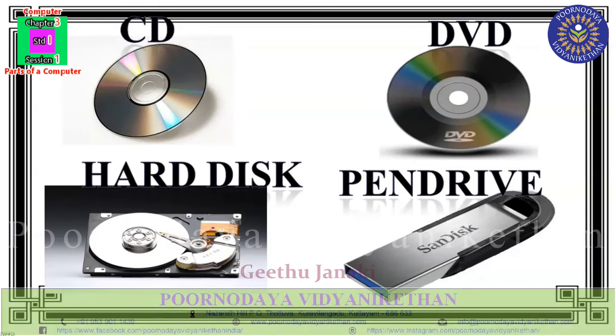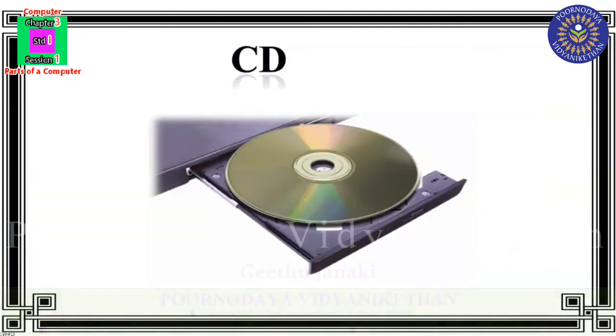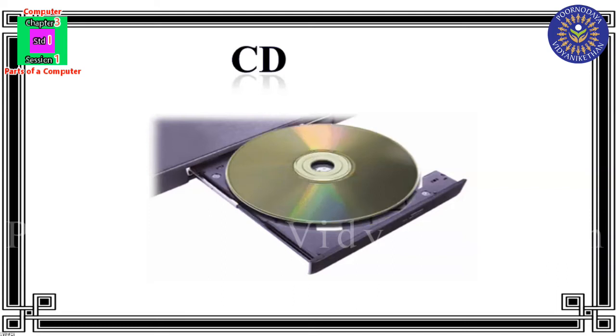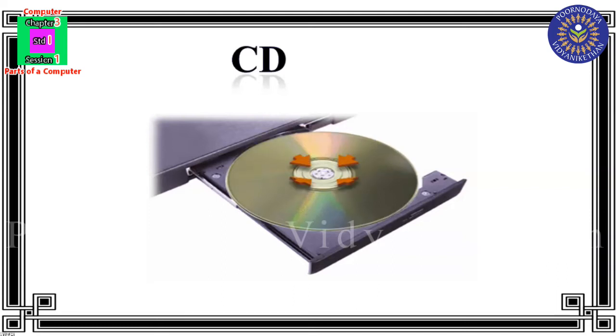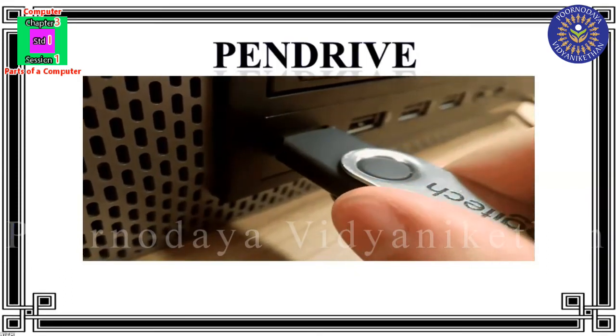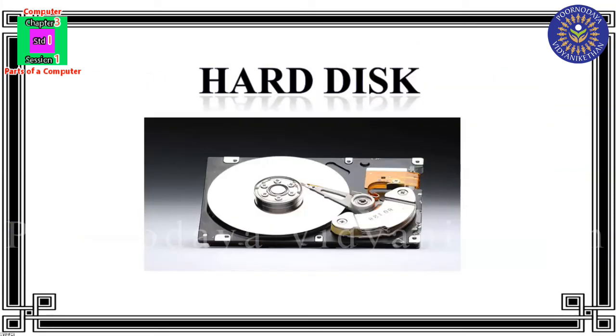Next parts are CDs, DVDs, pen drive and hard disk. We use CDs and DVDs, pen drive and hard disk to store the work we do on a computer. We insert a CD inside CD-ROM, which is inside a CPU. We put a pen drive inside a USB port, which is also inside a CPU. A hard disk is fixed inside a CPU.